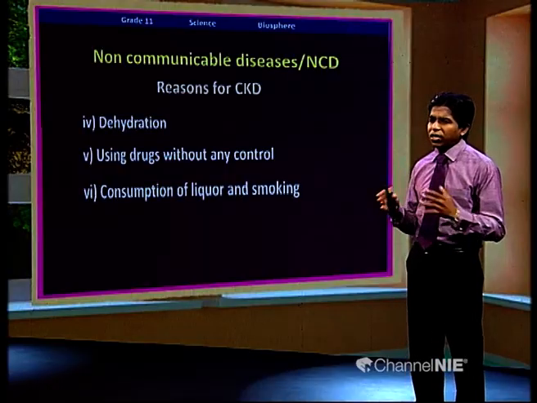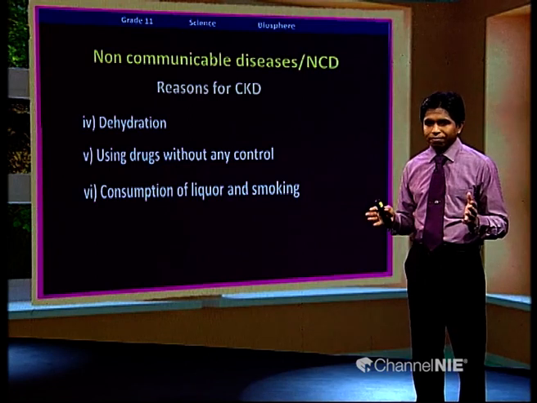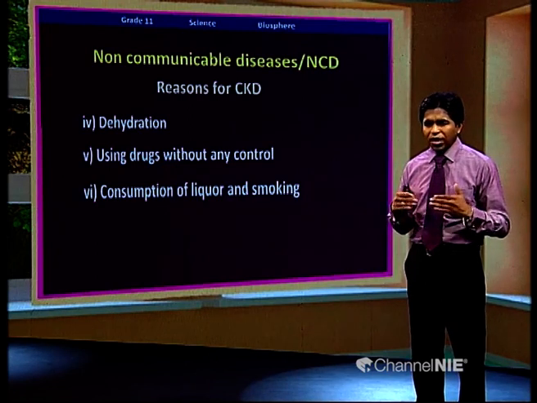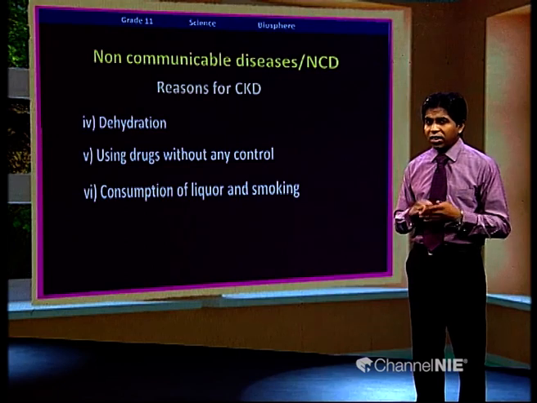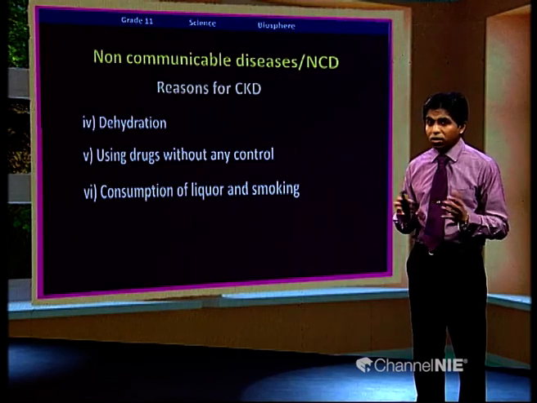Number 4, dehydration. Those farmers are mostly in the dry zone, so their bodies can get dehydrated when they work long hours under strong sunlight and don't drink a sufficient amount of water. That can cause dehydration.